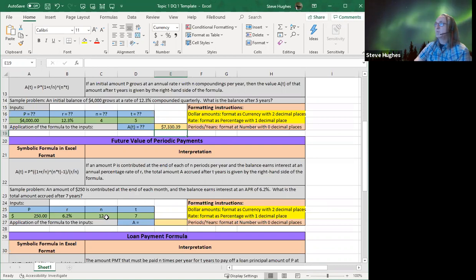N is 12. Why? Where does it say that? It says we have payments. Let's circle it, make sure everybody's with me here. We have payments contributed at the end of each month. How many months are there per year? 12. So therefore, N is 12. All right, next I fill in the value for T. It says the value after 7 years. I'm reading right here in the gray, right? Once again, right here. T is 7 years. So I typed in 7 right here.